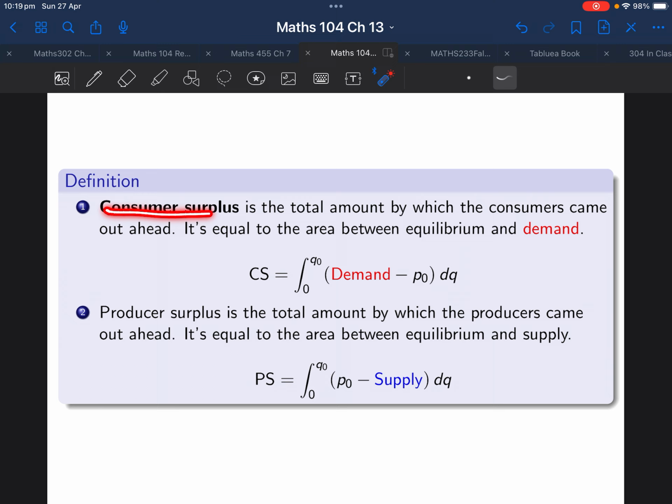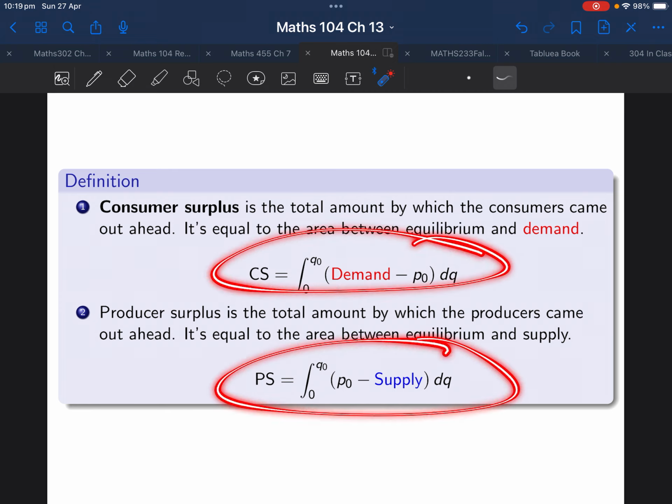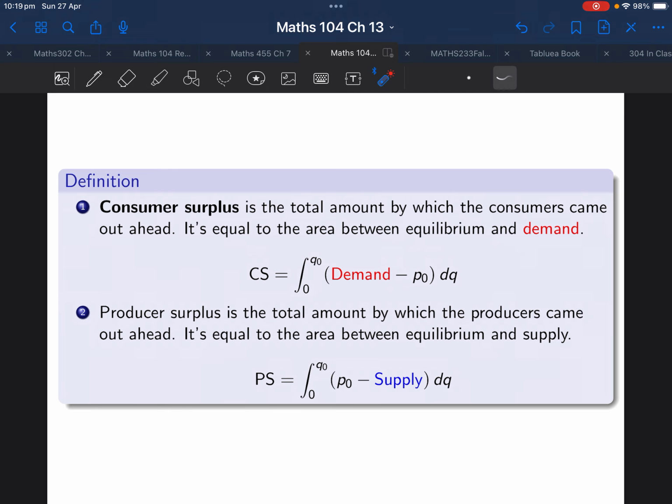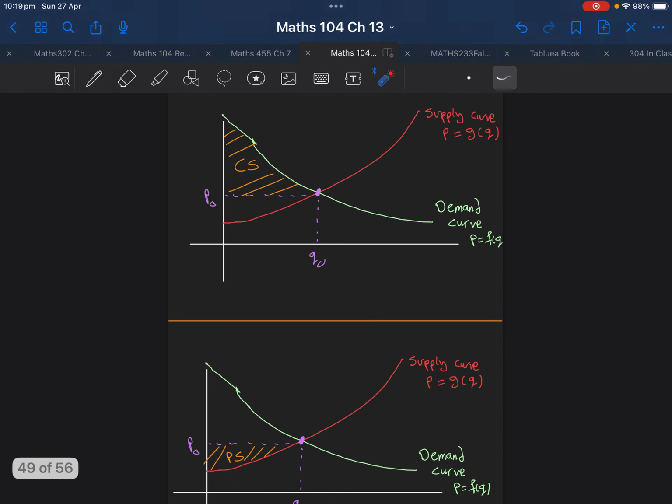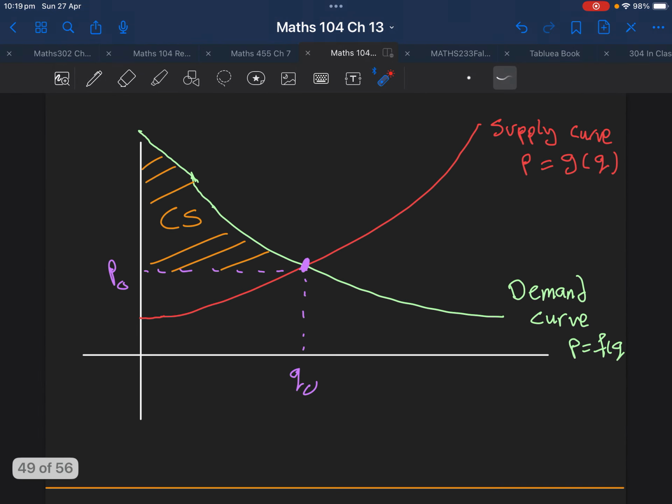Finally, how do we find the consumer surplus? It will be the demand, the function in red, minus the P0, the price of the equilibrium, and we do the integral. For the producer surplus, it will be P0 minus the supply. Now, how do I remember this or this? This is an equation that we need to remember. You remember it from this shape here.